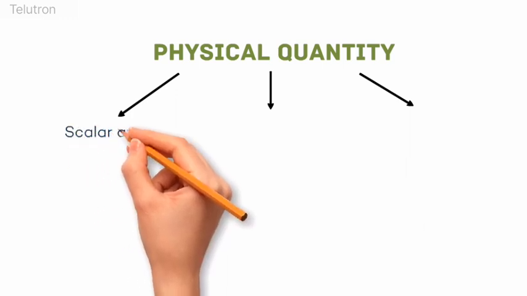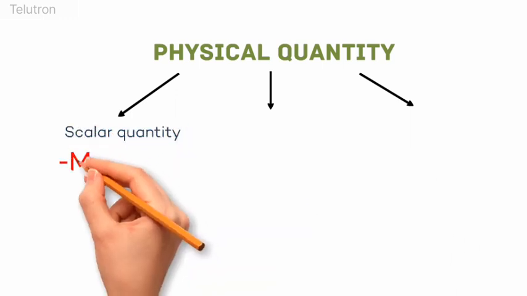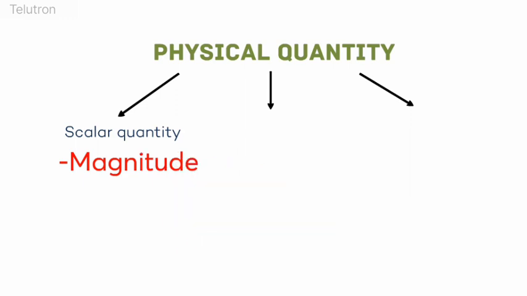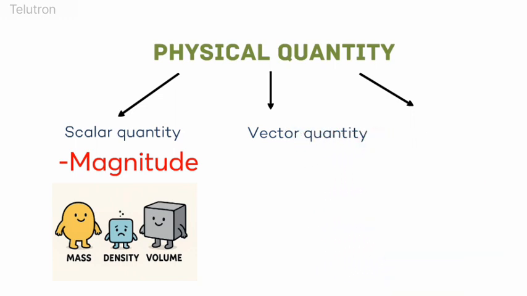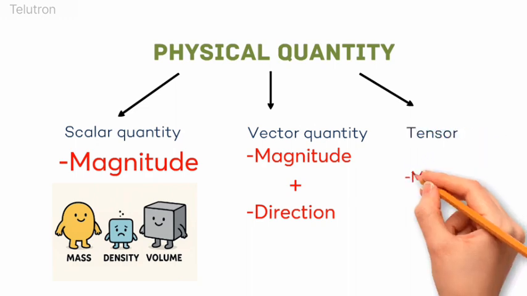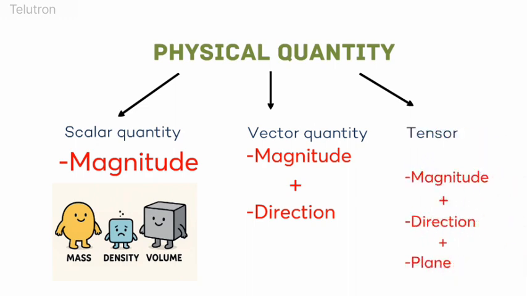Number one is scalar quantity, in which we only consider magnitude, like mass, density, volume. Number two is vector quantity, in which we need a direction to express it. And number three is tensor. Tensor needs magnitude, direction, and a plane to express.